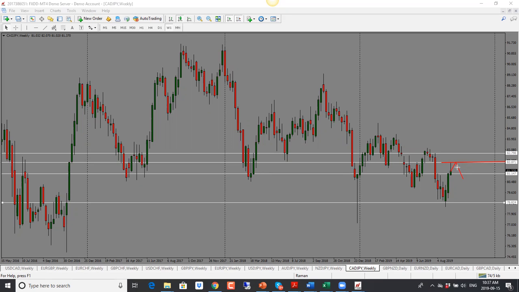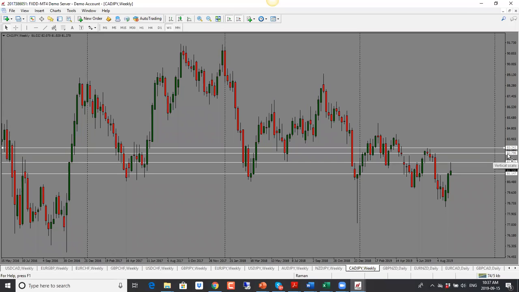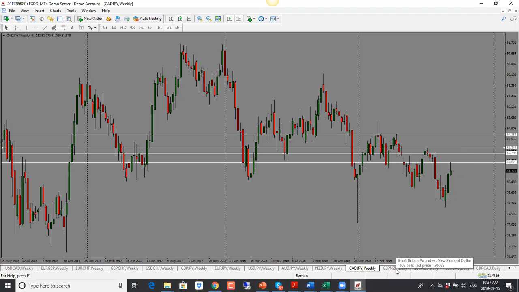If price holds below 82, then we could see it drop. But should it cross above 82 and holds above, then I'm looking for it to go higher. And in that case, we are likely to see price continue on higher. So 83 is the first target, and then 83.20, and then potentially all the way into 84.20. But again, this level here, 82, will be very important. Okay, so that's our yen crosses.